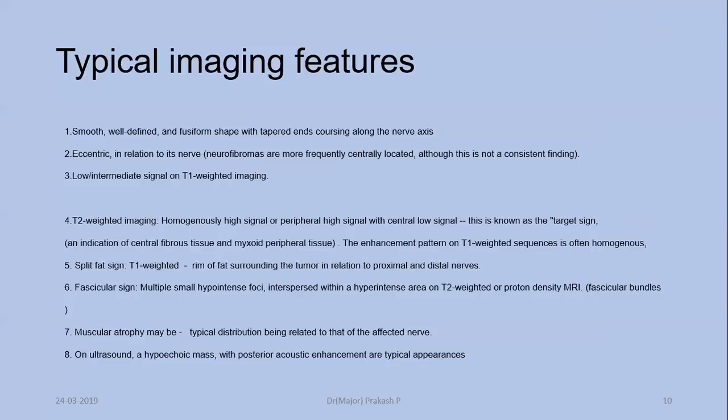The most important point which you should clinically know is to look for signs of muscular atrophy. This may or may not be mentioned during your examinations, but when you are in clinical practice, which you will all do once you finish your MD, please do look for signs of muscular atrophy. If they are there, please think in terms of a schwannoma or neurofibroma.